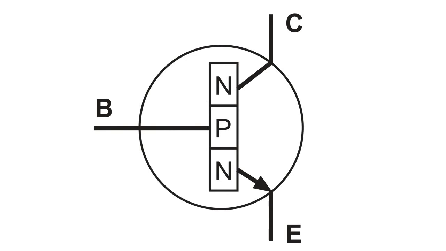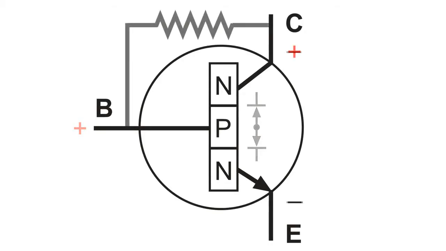Now we'll test an NPN transistor, and the polarity is just the opposite. That diode will conduct when the base is positive and E or C is negative. And here's the configuration we're going to use to determine which lead is E and which lead is C.